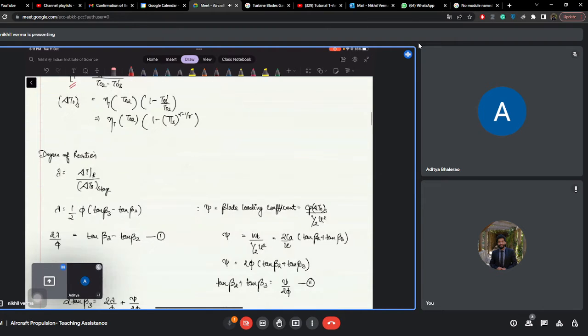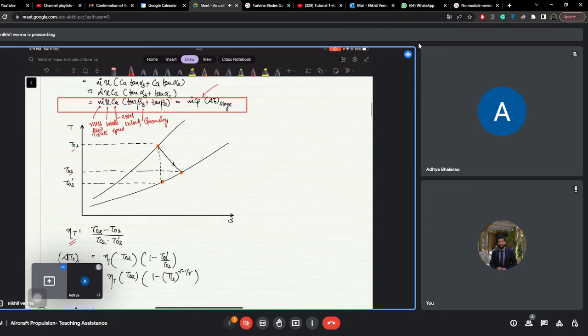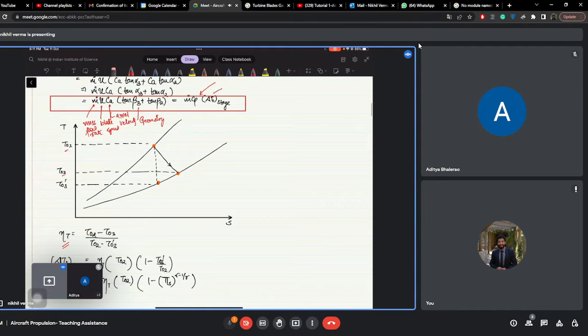So if you combine these two, you can calculate the temperature drop across each stage. Given the mass flow rate, the velocity at which the blades are moving, the axial velocity, and the geometry, if these things are fixed, you can always calculate the temperature drop across each stage.